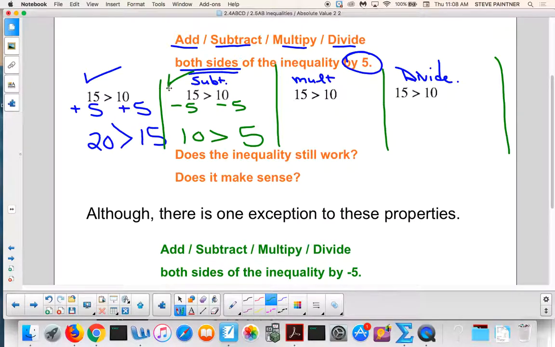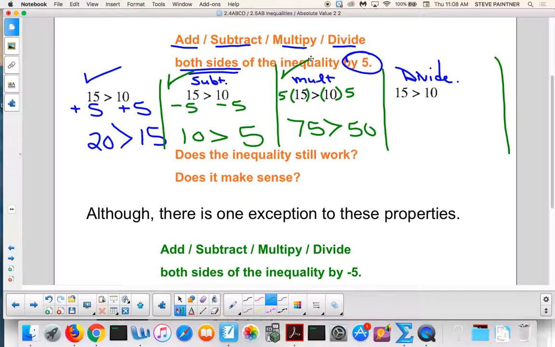Okay, let's go here. Multiply both sides by 5. Look, 75 is greater than 50. Hang on one second. Multiply by 5, and you said what? 75 is greater than 50. Is 75 greater than 50? Yep. So does it work? You can multiply both sides by 5.